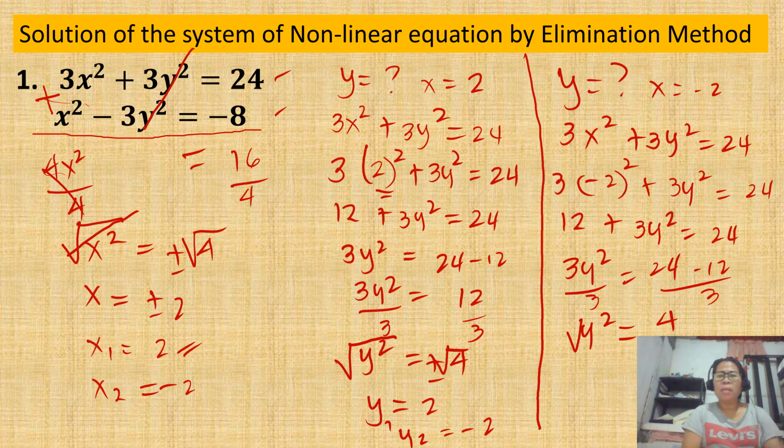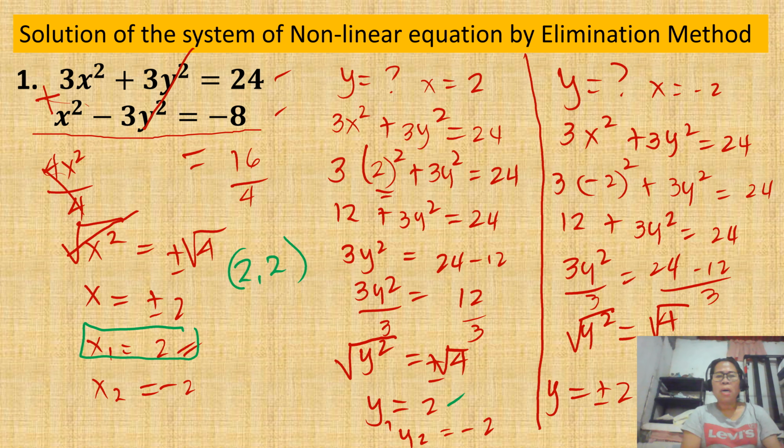So what are the solutions of the system? If x will be 2, we will pair it to y here is 2, and at the same time, 2 will also be paired with -2. But if our x is -2, we also have the two values of y in here. We have -2 paired to +2, and still a -2 will be paired to -2.